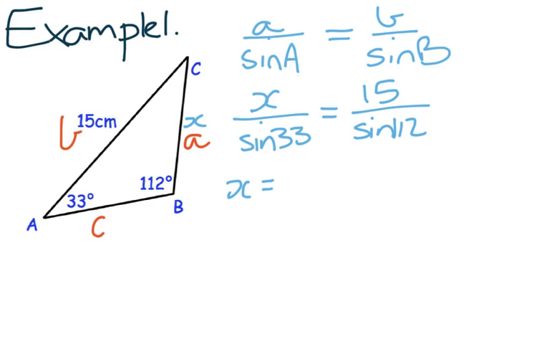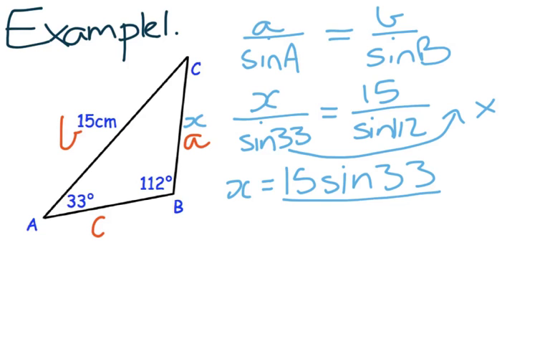So all we do to do that is we're moving this to the other side. It's currently division, so it becomes multiply. So we would have 15 sine 33 divided by sine of 112. And again, important that your calculators are in degrees for this. And to one decimal place, once you pop that into your calculator, you should get 8.8 centimetres.